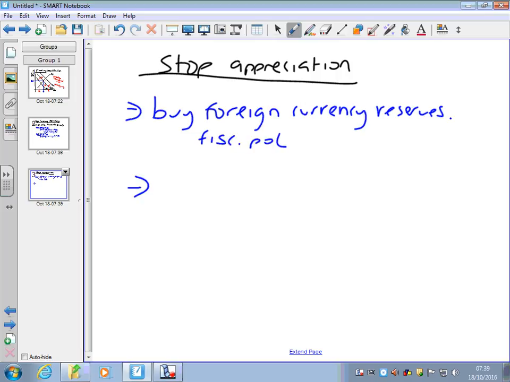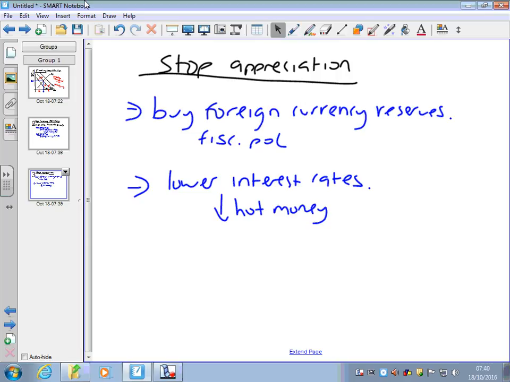Monetary policy, what you would do now, you would lower interest rates. Lower interest rates will mean hot money will flood out of your economy, and it will therefore bring down the value of your currency. Okay, right, okay, now let's think about the problems of this system then.